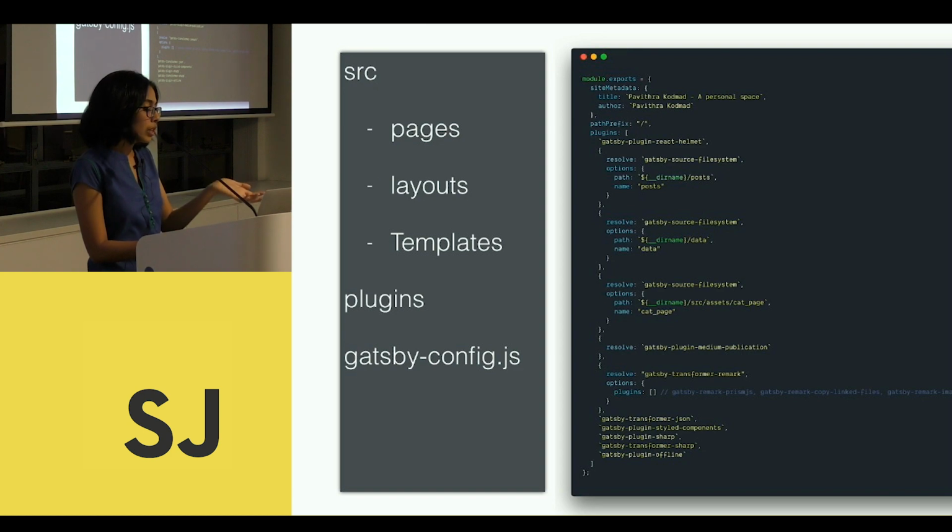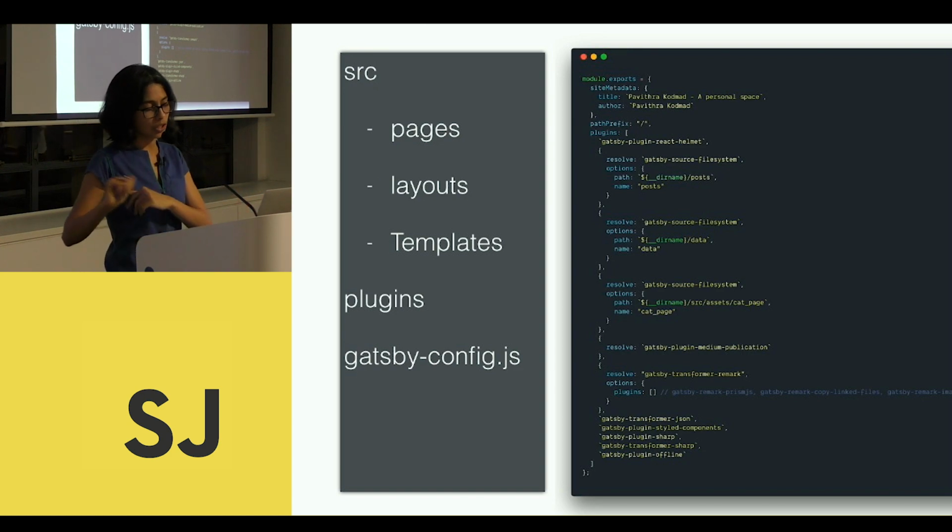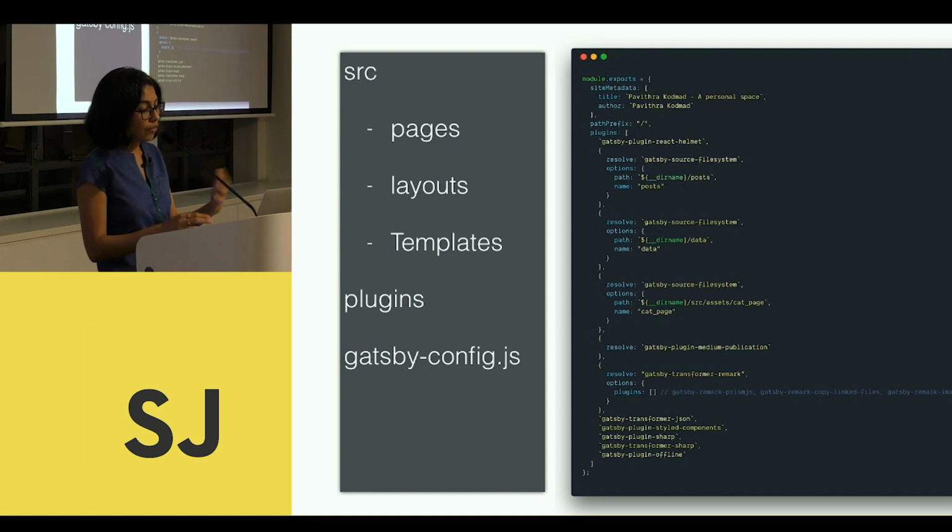Then I define plugins to make sense of Markdown and convert it into JSON, and then a GraphQL API. Then I have a plugin to convert JSON into a GraphQL API. Then in the category of other functionality, I have plugins for styled components, plugins for image optimization, and a plugin to make my website work offline.